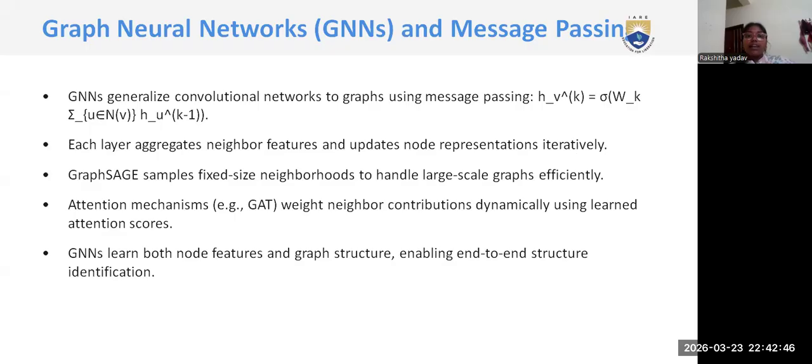Each layer aggregates neighbor features and updates node representations iteratively. GraphSAGE samples fixed size neighborhoods to handle large scale graphs efficiently. Attention mechanisms, for example GAT, weight neighbor contributions dynamically using learned attention scores. GNNs learn both node features and graph structure, enabling end-to-end structure identification.